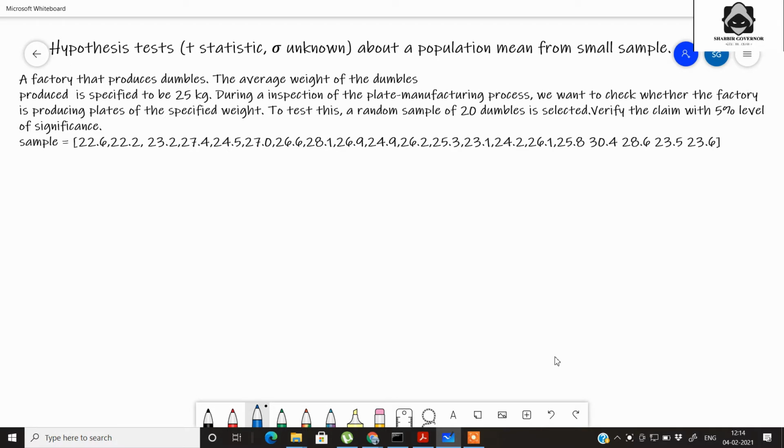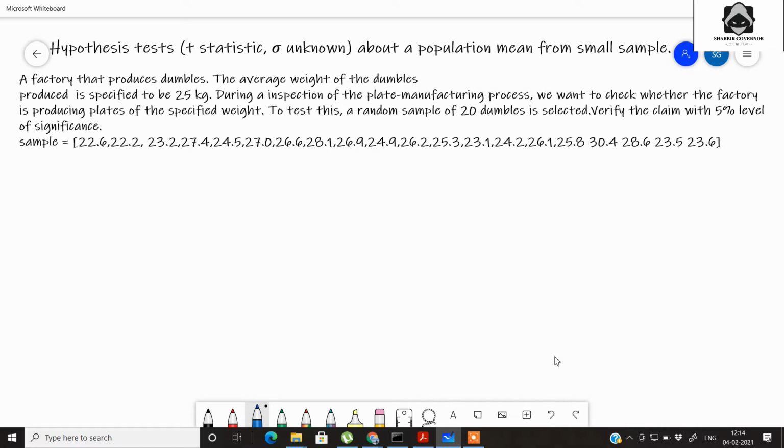So in this video we are going to learn how to verify hypothesis testing of a population mean with a small sample. In the last video we saw the same, but in that case we had parameters about the population. Here we only have some statistics about the sample. So let's read the question first.